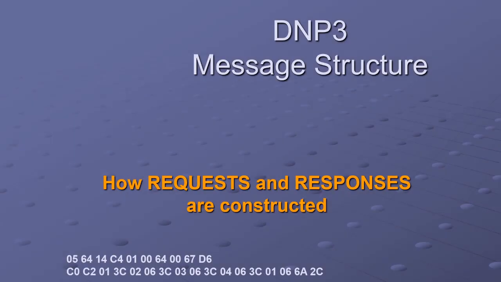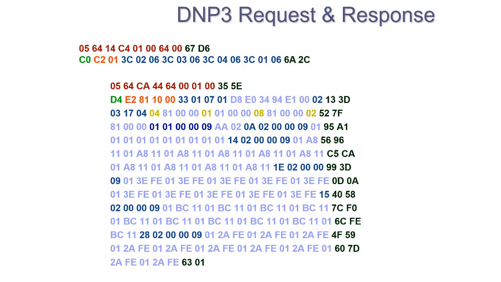In this presentation, we're going to have a look at how DNP3 messages are constructed. We will be breaking out requests, but we won't be covering responses due to their complexity. This is an example of a DNP3 request and a DNP3 response. The upper message is a DNP3 request, the lower message is a DNP3 response.